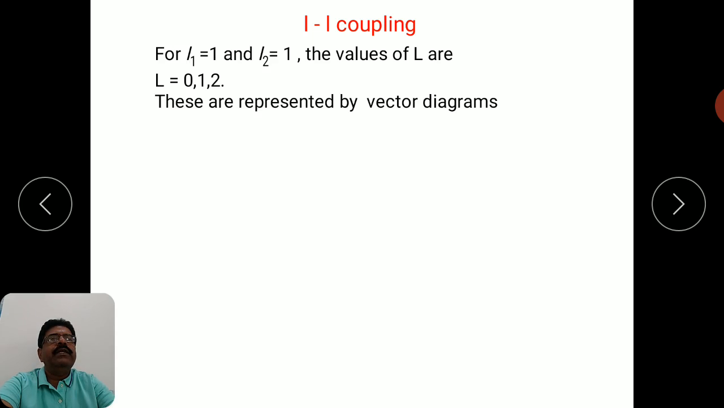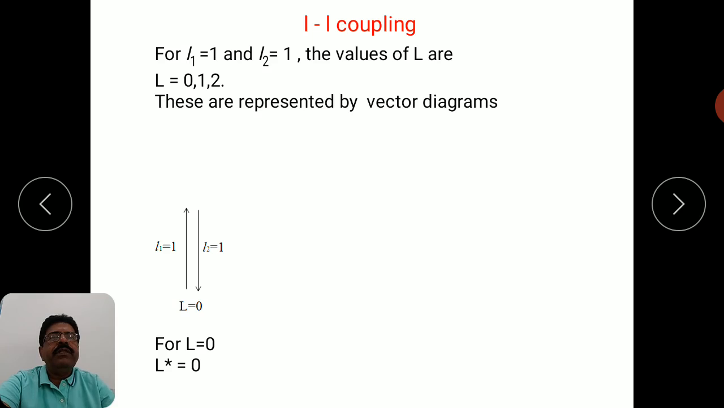So let us see this particular example where L1 is equal to 1 and L2 is equal to 1, that means the LL coupling. See here, these two vectors have equal magnitude, but their directions are opposite. So the vector sum, the total momentum L, will be equal to 0. So this is how L is equal to 0, and its magnitude L star will also be equal to 0.